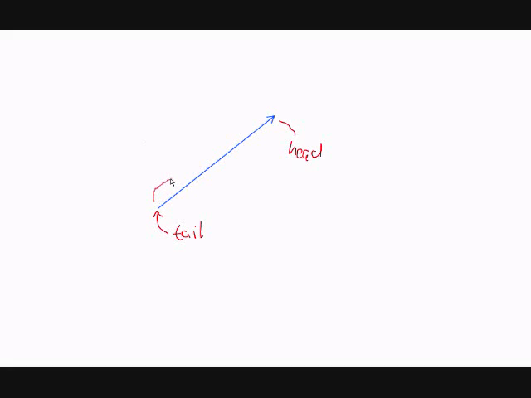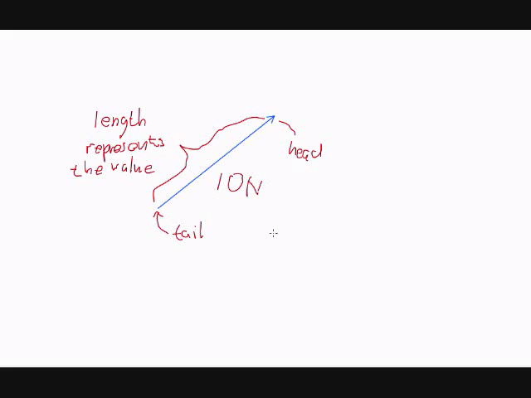And this right here is the body of the vector, and its length represents the value. Sorry if this is a little squiggly, a little poor penmanship there, but you get it. The length of this vector represents the value. So if this one is 10 newtons, and I draw, let's say, another vector that's 20 newtons, it has to be twice as long. So this could be 10 and this could be 20.